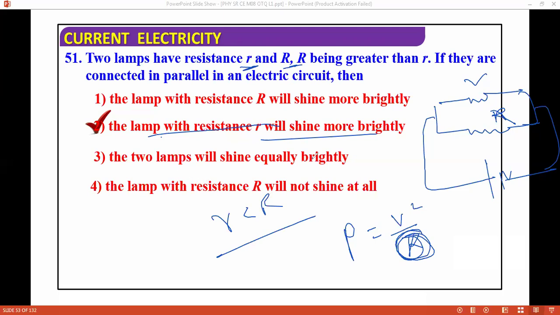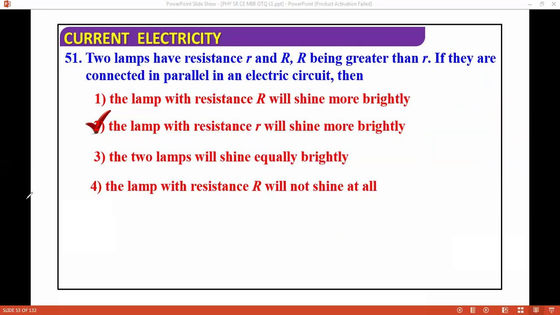Next is the two lamps will shine equal. This is wrong. The lamp with resistance R will shine more brightly, this is again wrong. So basically, in parallel connection, you need to take care that voltage is the same across both the loads. So compare with the resistance. You can go through these options. So the correct answer will be two. So moving on to the next question.